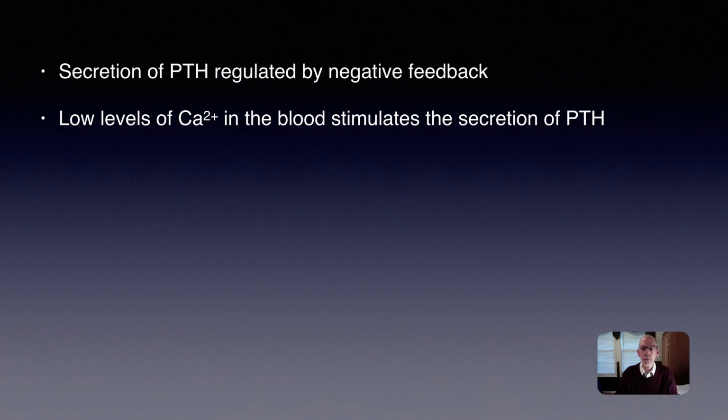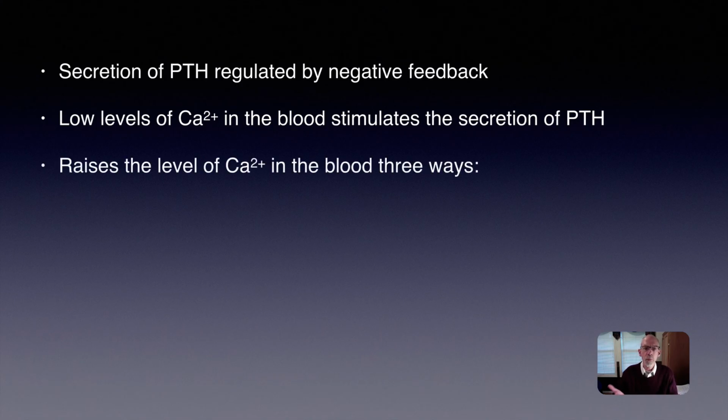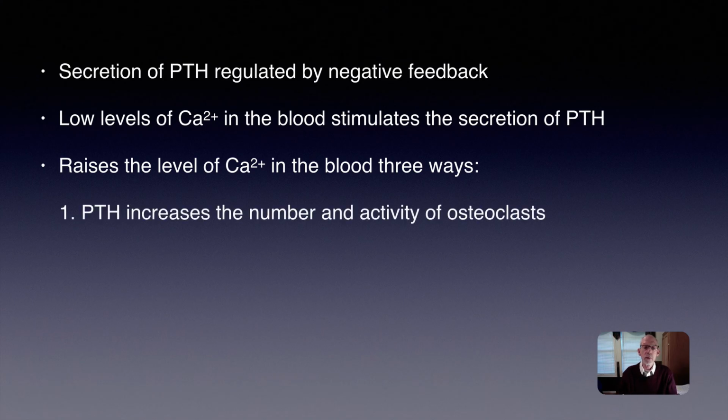But how does the parathyroid hormone accomplish that? How does it get the levels of calcium ions back up to normal levels? Well, it does that in 3 different ways. One way is that it increases the number and activity of the osteoclasts. You'll remember that the osteoclasts are the cells that dissolve bone tissue. They have that ruffled border that secretes digestive enzymes and acids, and when they dissolve the bone tissue, that releases calcium ions into the bloodstream.